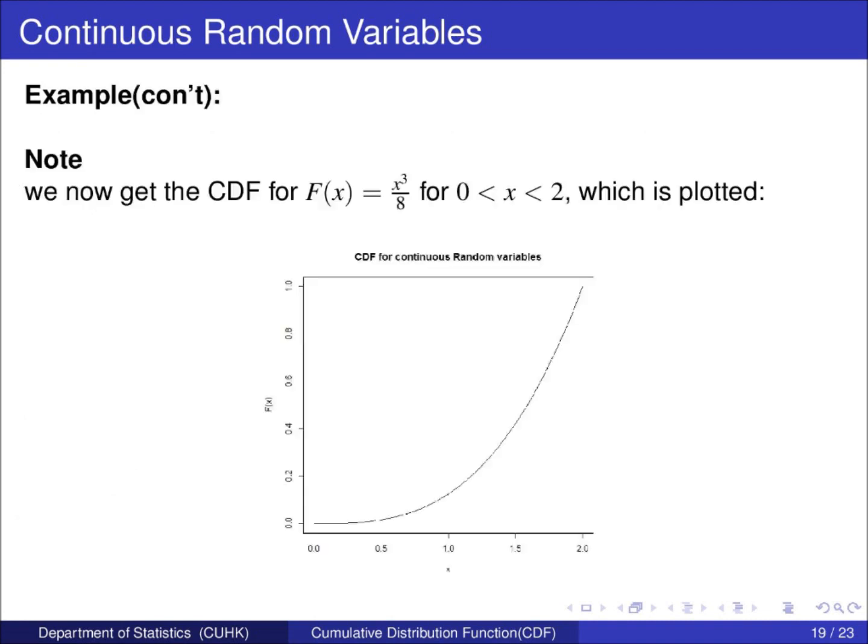Note that we can now get the CDF, capital F(x), equal to x cubed over 8, and we can prove that from this capital F(x), the CDF, we can get the PDF equal to 3 times x squared over 8 for x between 0 and 2, which is plotted as below.